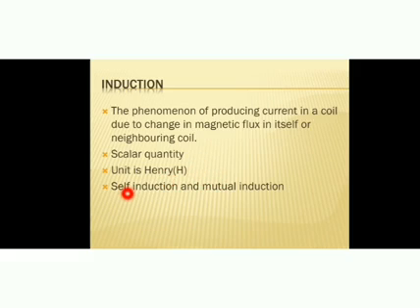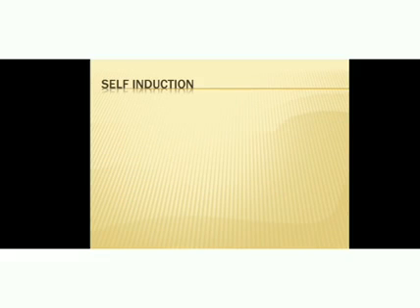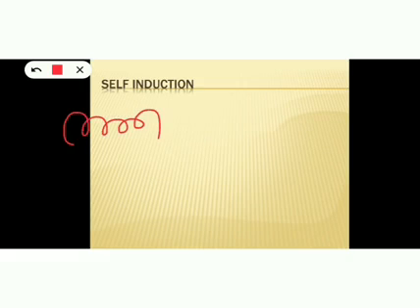And there are two types of induction, self-induction and mutual induction. First, let's discuss self-induction. So, in order to discuss self-induction, consider a coil like this, which is connected to a battery and a key. When the key is closed, current starts to flow through this coil.